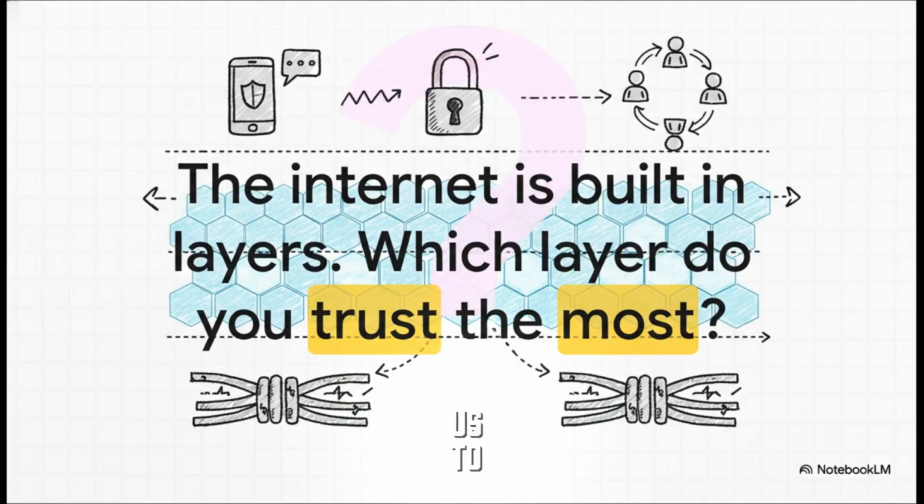And that kind of brings us to our final thought for today. We've seen that the entire internet is built on these layers of trust, from trusting the physical cables to the IP addresses we get, all the way up to the apps we use every day. So seeing it all laid out like this, the question isn't really if the internet is secure, but rather, which one of these layers do you actually trust the most?